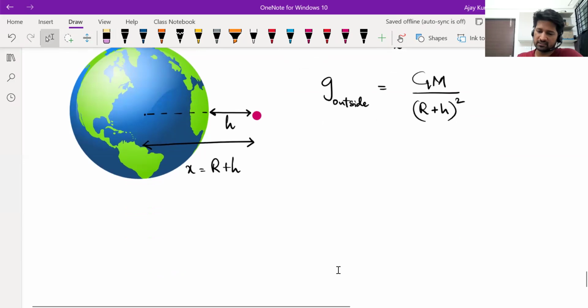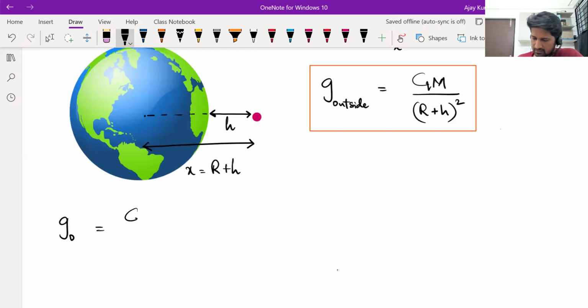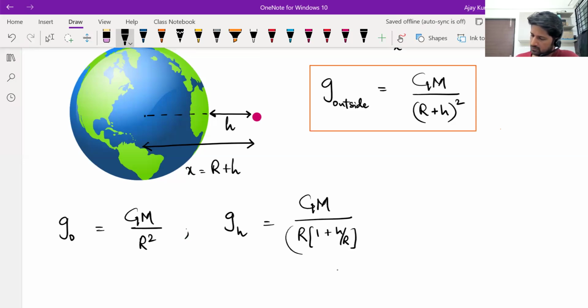But if you go to significant heights above the Earth's surface, then this is the formula for acceleration due to gravity. Fine. Now it is common practice to express this in terms of gravity on the surface. Gravity on the surface is GM by R square. Gravity at a height above the surface is given by this formula, GM by (R plus H) whole square. What I'm going to do is take R common in the denominator, then it becomes 1 plus H by R and whole square. So this becomes GM by R square.